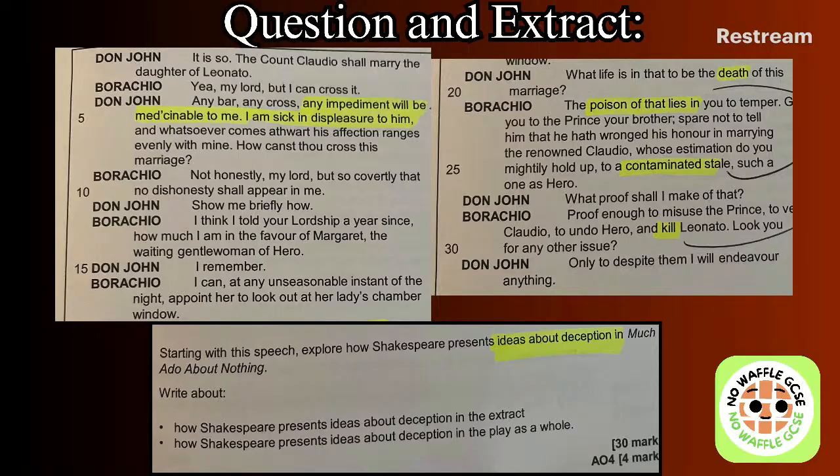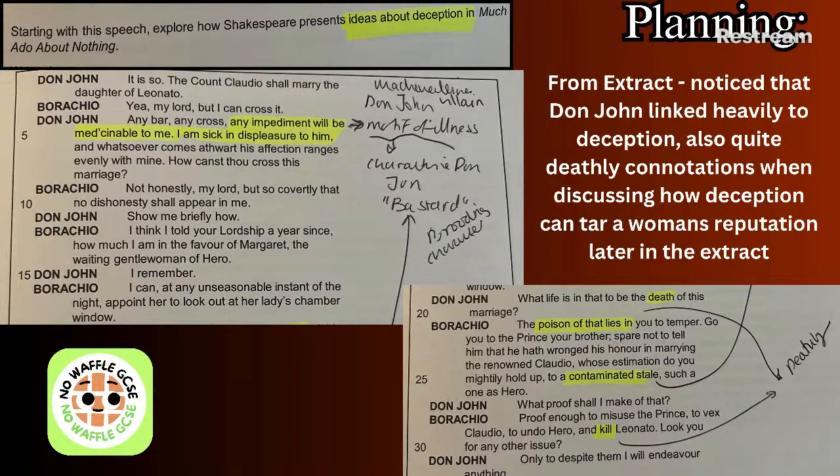So I've highlighted a couple of quotes there. The first quote, as I said, "Any impediment will be medicinable to me." So what does that mean? Well, even though we're asked about deception, I've noticed that Don John is heavily linked to deception. Pretty much he is the cause of any mishap. All of the things that go wrong, he is the main cause to point to.